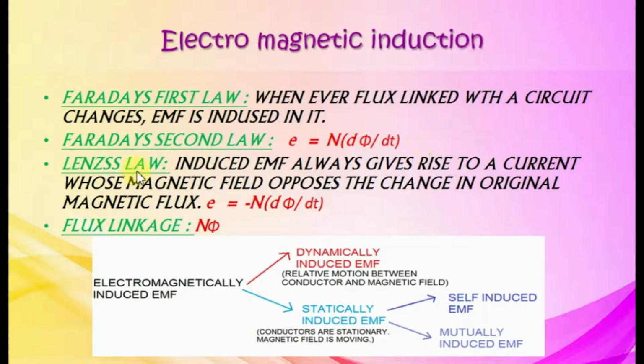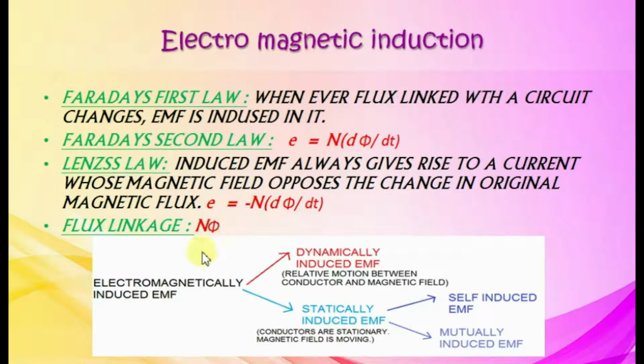Lenz's law gives direction to this induced EMF. Induced EMF always gives rise to a current whose magnetic field opposes the change in original magnetic flux. Thus EMF has a negative sign. Flux linkage is Nφ.